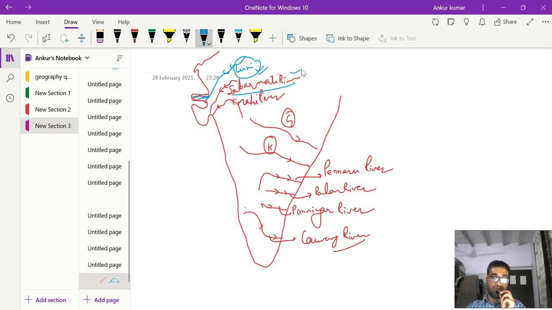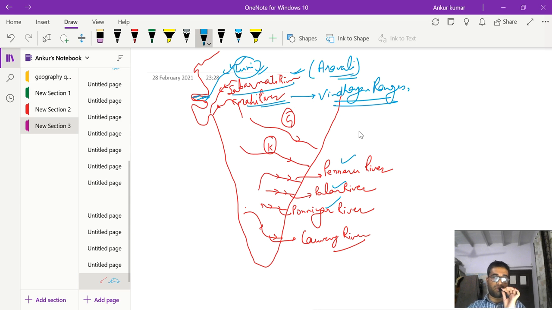Okay, Sabarmati River originates from Aravalli. This river originates from the Aravallis. Okay, and Mahi River originates from the Vindhyan ranges, right? So these rivers, that is Peneru, Palar, Ponniyar plus Sabarmati, Mahi and the Luni, okay, these are to be remembered, right? So we have done almost the major drainage system, right?